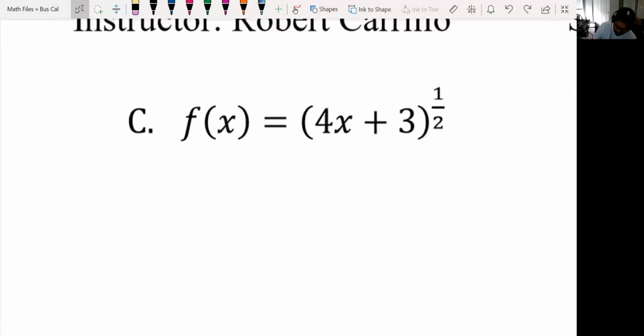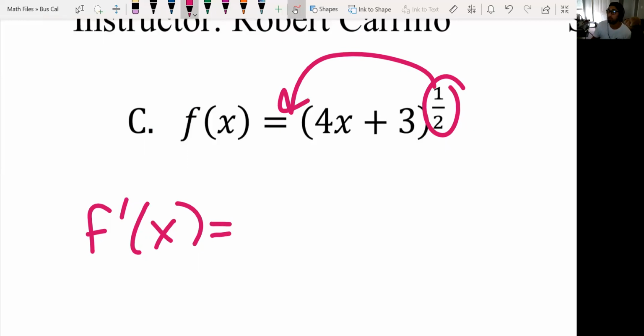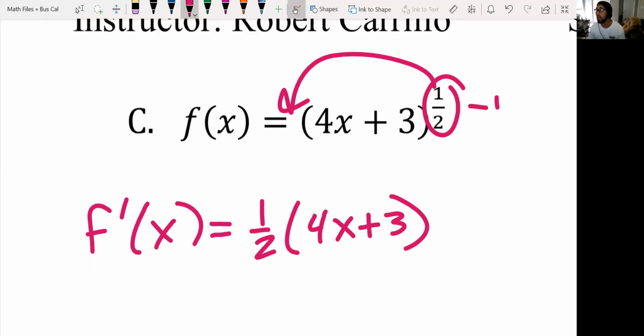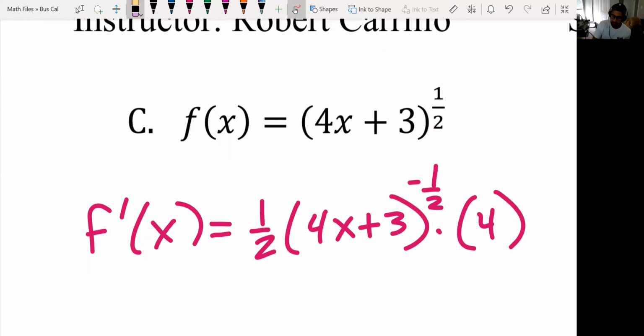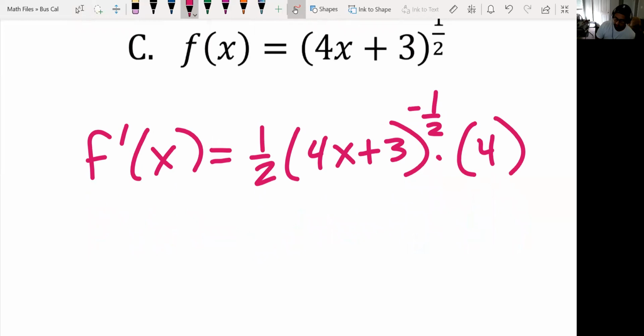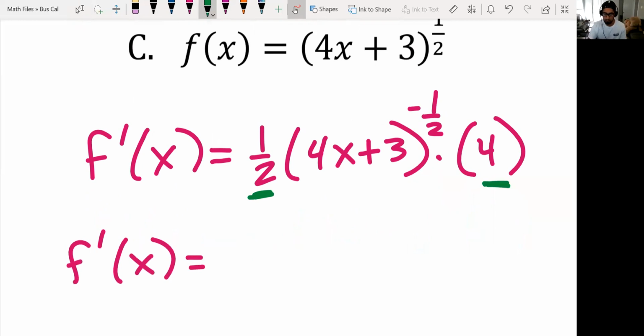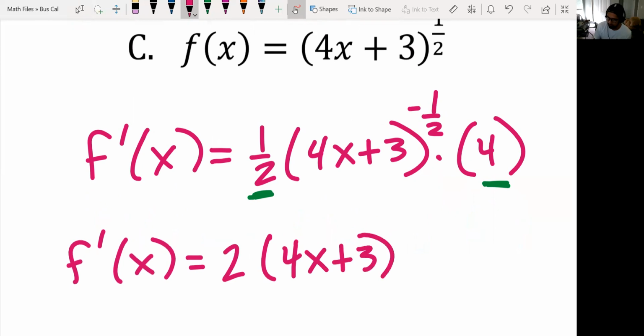Okay, let's keep doing it. So derivative f prime of x, 1/2 comes down. Inside stays the same. Subtract 1. 1/2 minus 1 is negative 1/2. And then multiply it by the derivative of the inside, which is 4. All right. And like I said, calculus is done. Chain rule is done. Go ahead and clean it up. Outside number times outside number. 1/2 times 4 gives me 2. And you get 2 times (4x plus 3) to the negative 1/2.